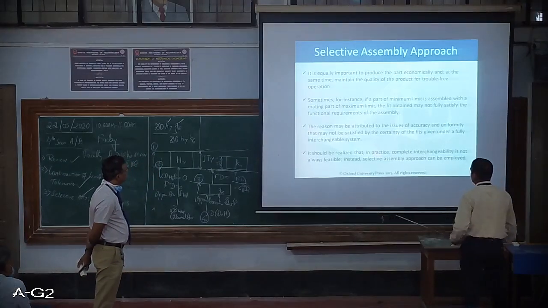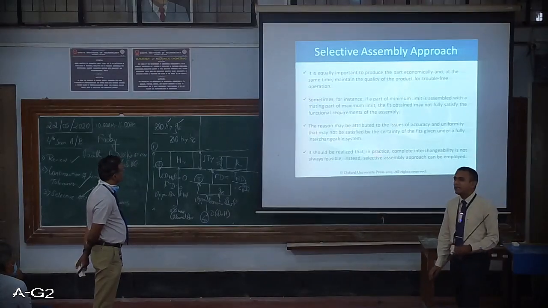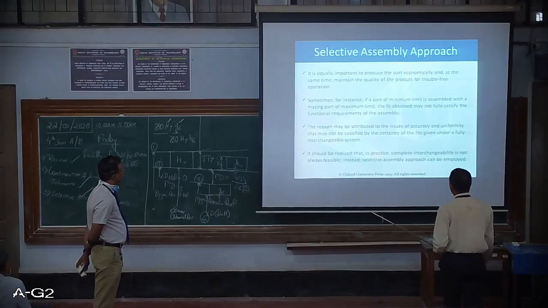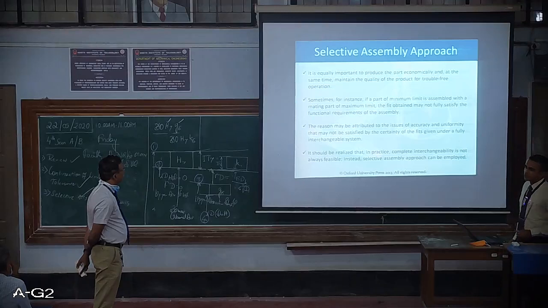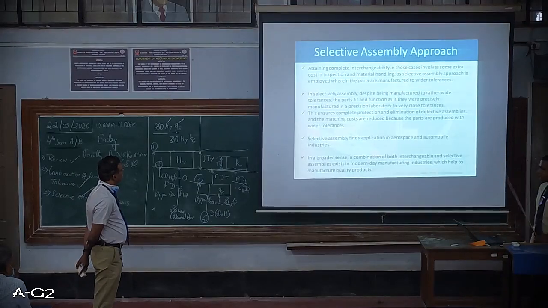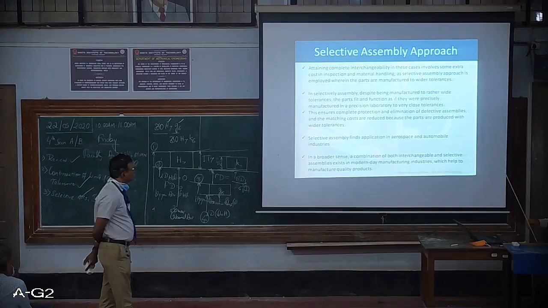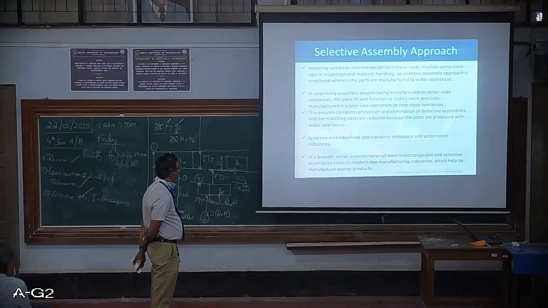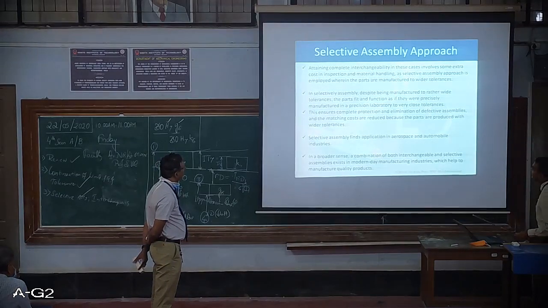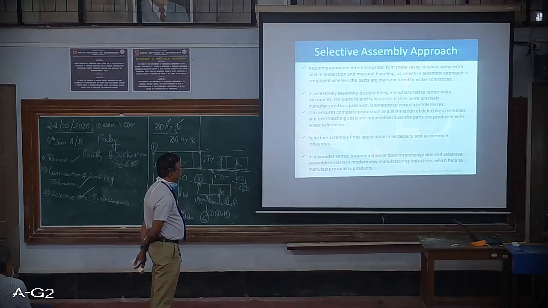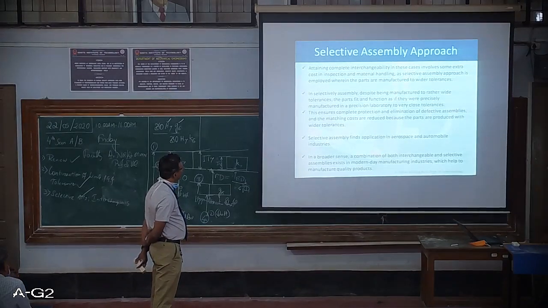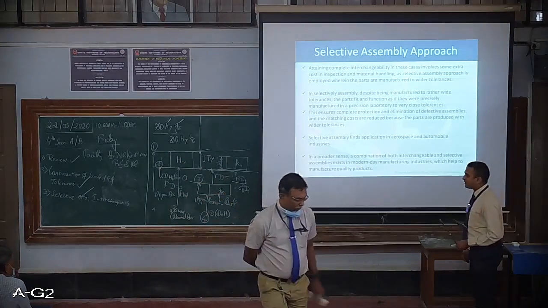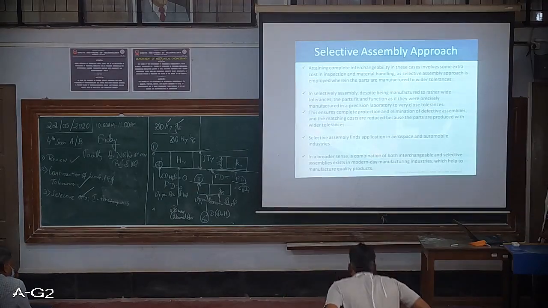Many a time, complete interchangeability is not possible due to the accuracy requirements. Instead, we can go for a selective assembly approach. So what do you mean by selective assembly? After attaining complete interchangeability, in the case involving some extra cost in inspection and material handling, a selective assembly approach is employed wherein the parts are manufactured to wider tolerances. In selective assembly, despite being manufactured to rather wide tolerances, the parts fit and function as if they were precisely manufactured in a precision laboratory to a very close tolerance.